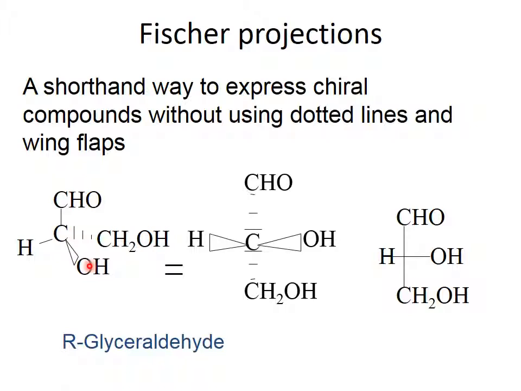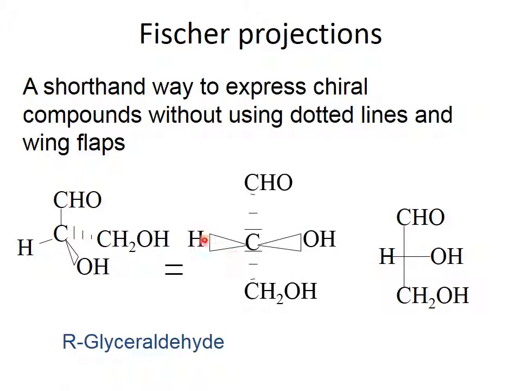How is this R-glyceraldehyde? Well, let's assign the chirality. The hydrogen is the lowest possible priority, so it's to the back. This is the highest possible priority group. This is next highest, and then we have this group as being lowest. So the rotation is clockwise, so it's R.